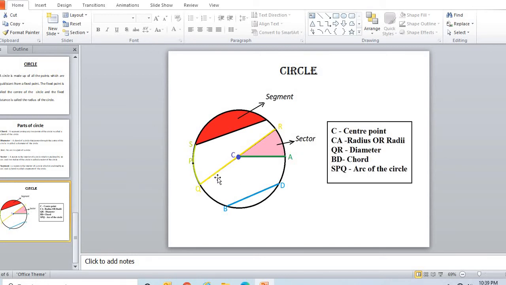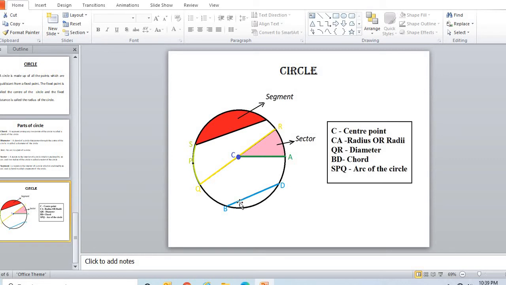Now chord. What is chord? This one is called chord. So chord is BD. A segment joining any 2 points. From here to here, you can take from here to here also. Okay. A segment joining any 2 points of the circle is called chord of the circle. So which is our chord of the circle? B and D. This is called chord of the circle.